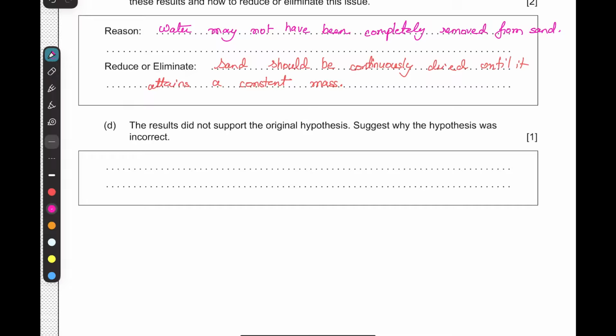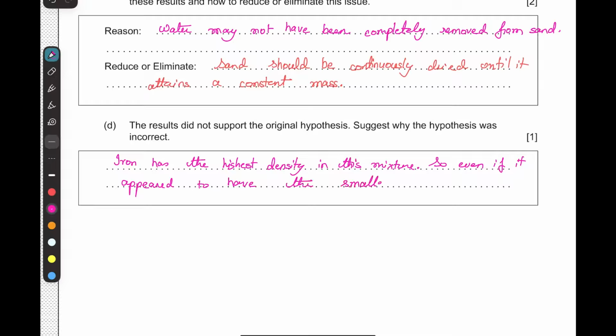So you can write it like this. Iron has the highest density in this mixture. So even if it appeared to have the smallest volume, it had the highest mass. That's it.